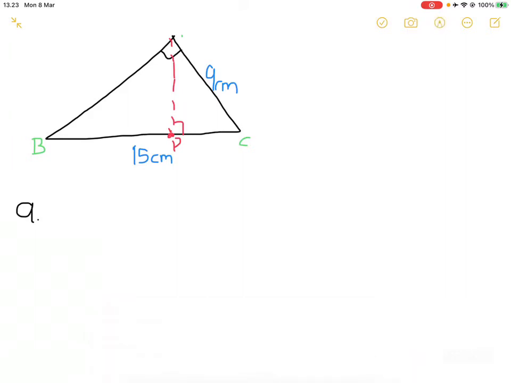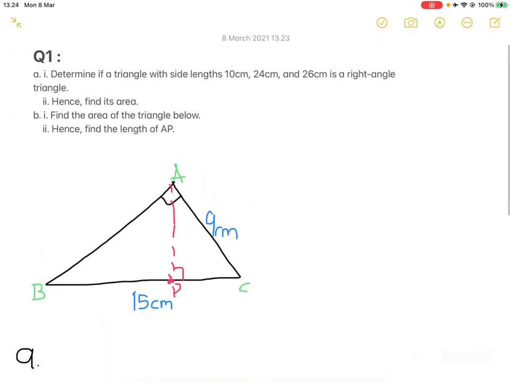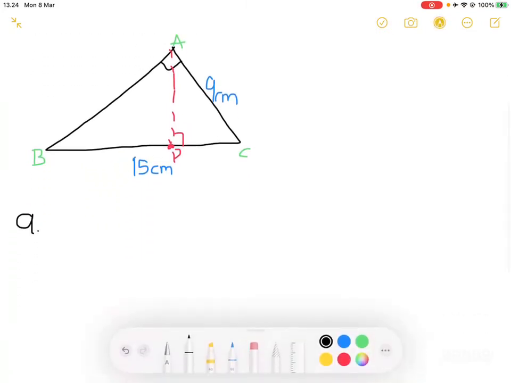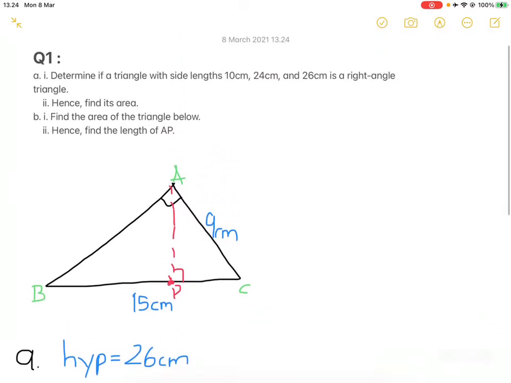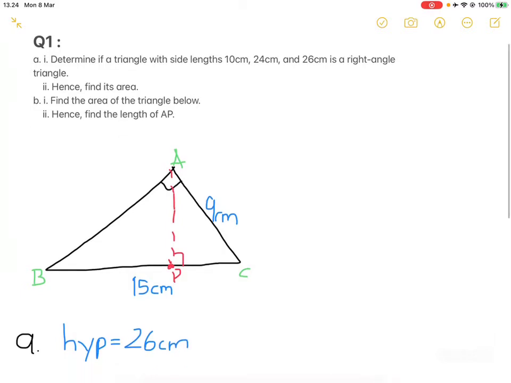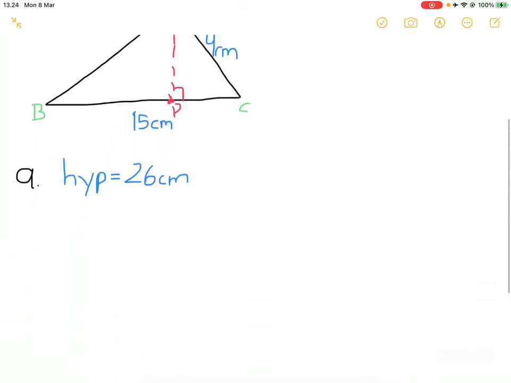First we need to know our sides. We know that 26 centimeters is the hypotenuse. It doesn't matter which you consider the base and which the height, because depending on the perspective you're looking at, the base and the height may be different, but the hypotenuse will still stay the same.